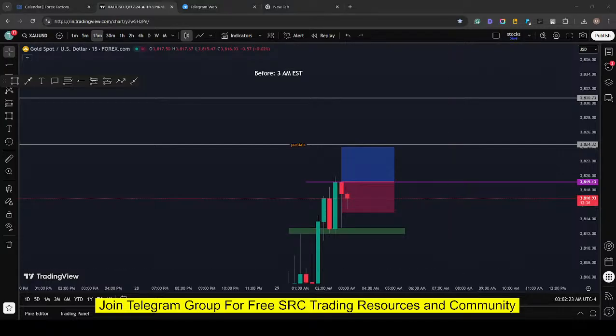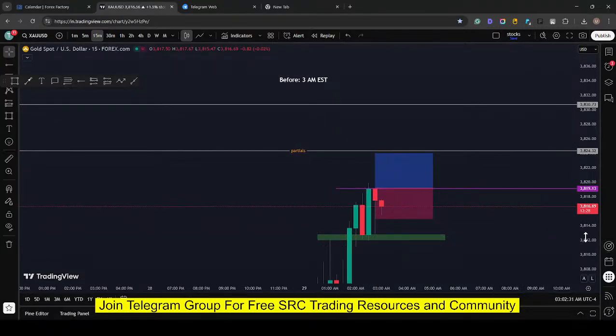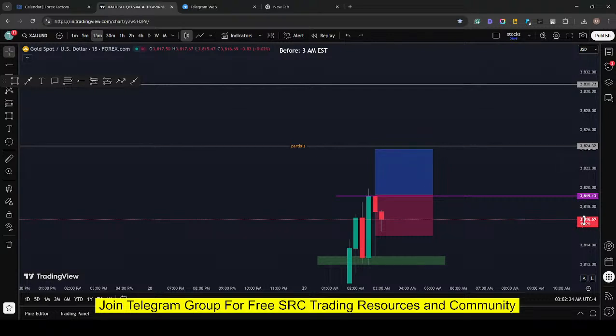So just waiting for our setup to form. Waiting for my setup to show up. Just break below the highs. I'll take the impulse over there. Man, it is retracing hard, right?